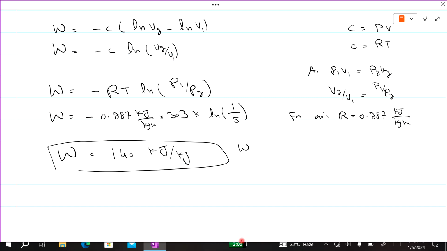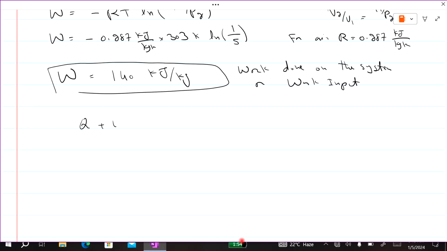The positive sign means that work is done on the system, so the work input will be equal to 140 kilojoule per kg.